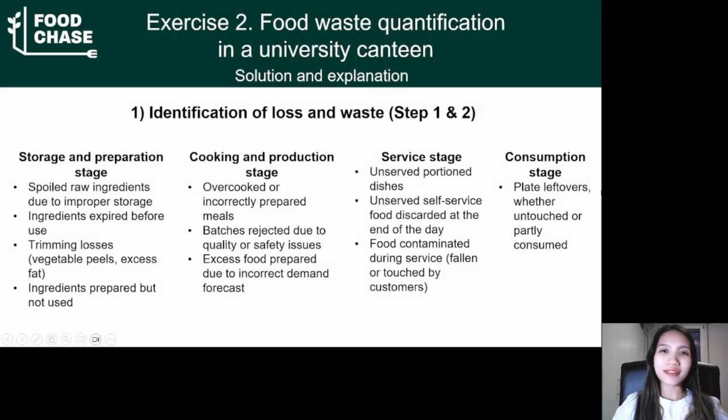Let's solve this exercise together. We start with the first task, which is the identification of loss and waste. The process in the university canteen is broken down into smaller operations. Here we have storage and preparation, cooking and production, service stage, and consumption.